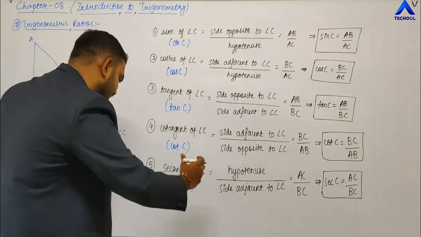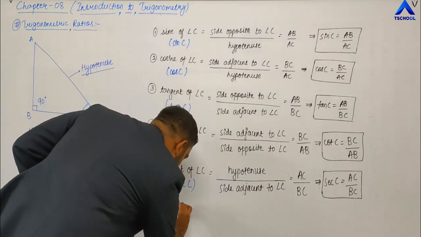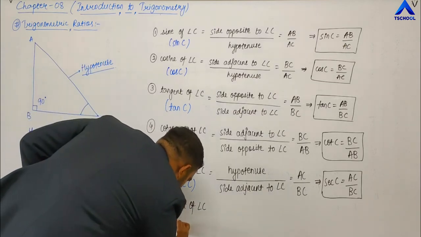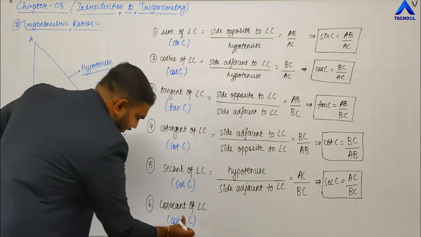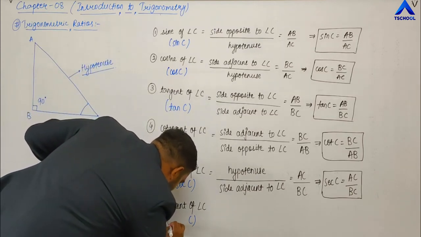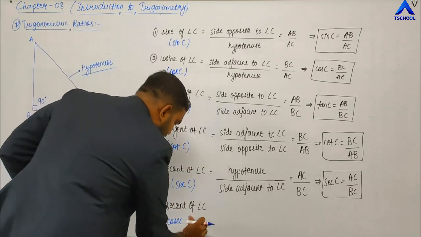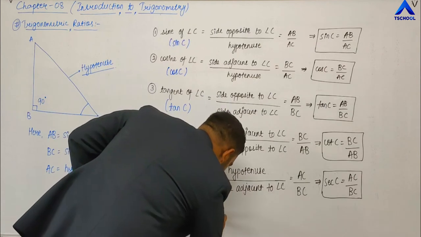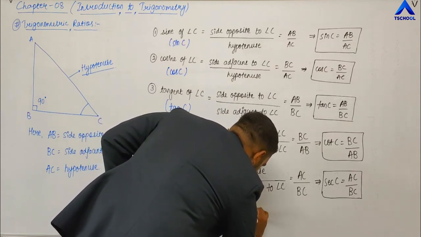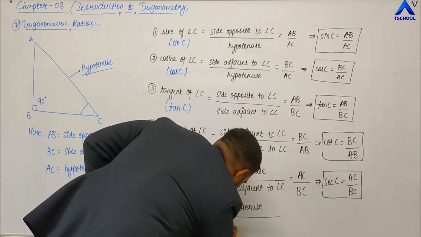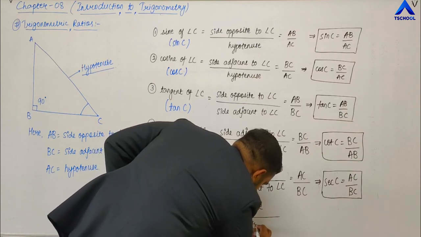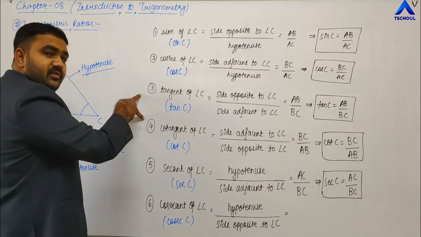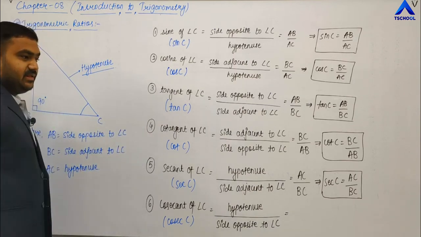And last one, for the last ratio, that is cosecant of angle C, which is shortly written as cosec C. Cosec C is given by the ratio that is equals to hypotenuse upon side opposite to angle C. So you can, friends, see here that now the third and fourth were relatable, they are inverse of each other. Second and fifth were relatable, they are again inverse of each other.